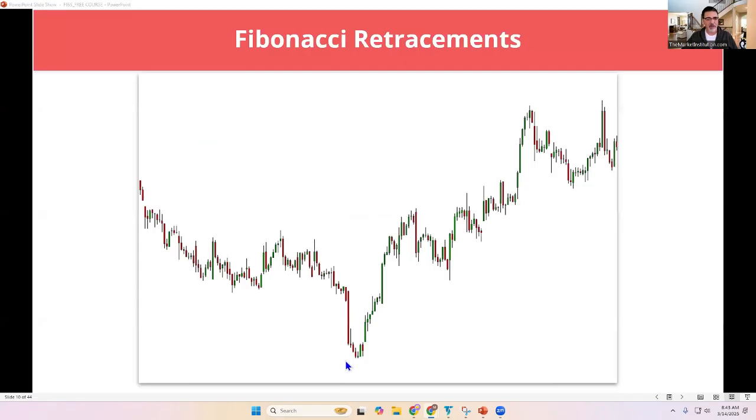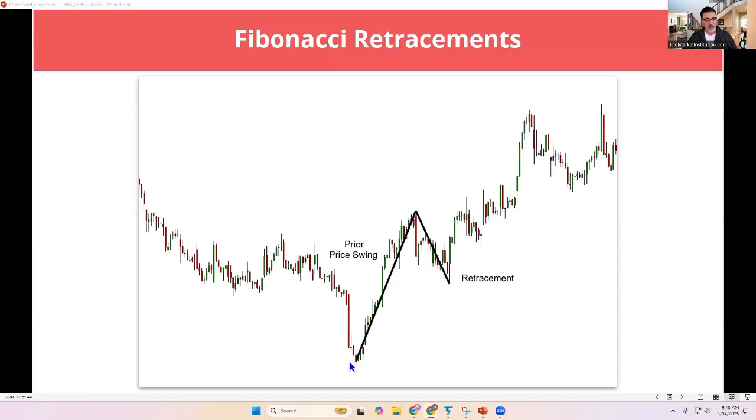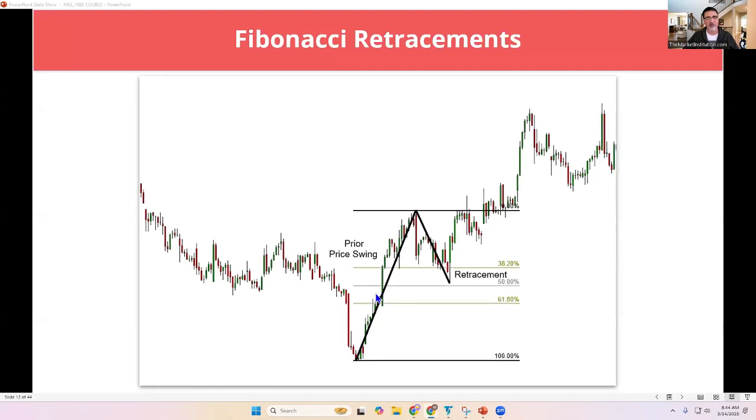And another example, price moving up and then retracing back down, always relating to the prior swing. The pullback or buying on the dips is considered a retracement. Price pulled back or retraced relative to the prior swing. More common Fibonacci levels are the 38.2, the 50, and the 61.8, and these are labeled as retracements.